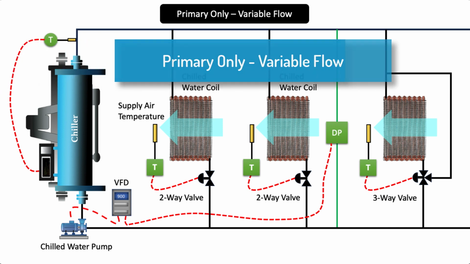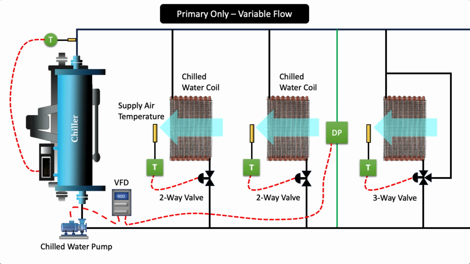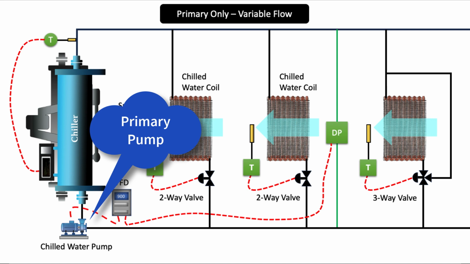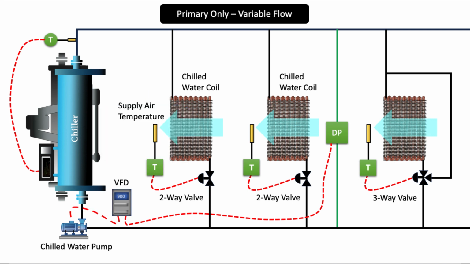Primary variable flow. In a primary only variable flow chilled water system, the operation is centered around using only primary pumps to circulate chilled water through the entire system. The key feature of this system is the variation of flow rates in response to the cooling load, providing a more energy efficient operation. Here's an overview of how the primary only variable flow chilled water system pumping arrangement typically works. Chillers. Chilled water is generated by one or more chillers in the system.